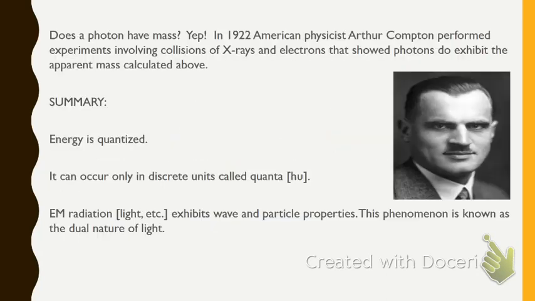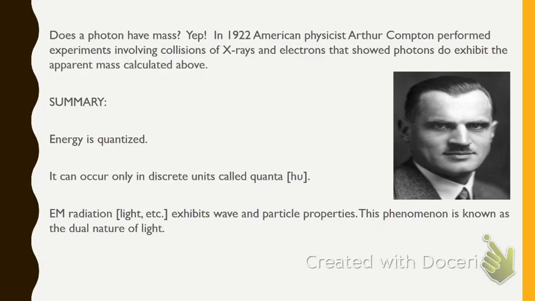So does a photon have mass? Yes, it actually does. In 1922, an American physicist, finally an American in the mix, Arthur Compton, performed experiments involving collisions of X-rays and electrons. And he showed that photons do exhibit the apparent mass calculated from above.